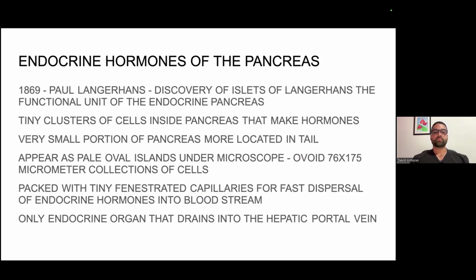A very small portion of the weight of the pancreas is the islets of Langerhans. They appear as pale oval islands under a microscope, and they are small collections of cells. Now, a very important aspect of the islets of Langerhans is that they have a very vast blood supply, and they're packed with tiny fenestrated capillaries for fast dispersal of the endocrine hormones into the bloodstream. And it's the only endocrine organ that drains directly into the hepatic portal vein.